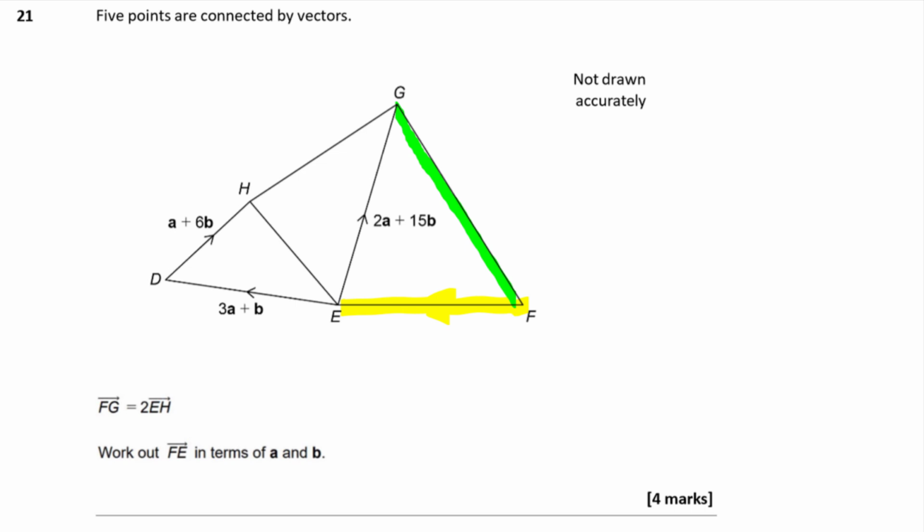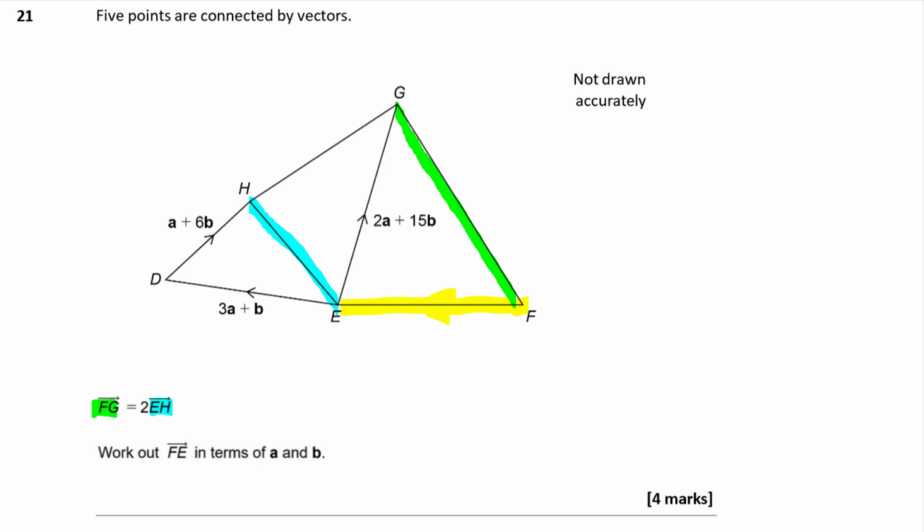But we do know that F to G, which is what we've got here then, is 2 lots of E to H, and E to H then is this one here. Okay, but we don't know that one either. So what we're going to have to do first is find E to H using ways that we know. And then once we know E to H, we can double it up to find F to G. And then once we've got that, then we can find F to E. Okay, that's the plan. So we want to find E to H first.